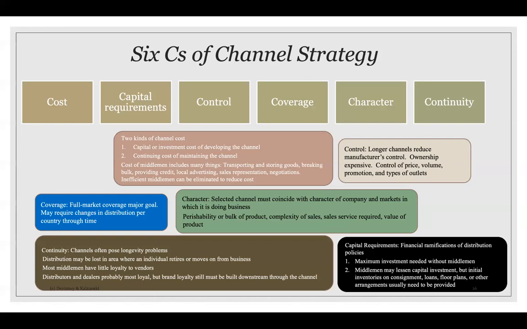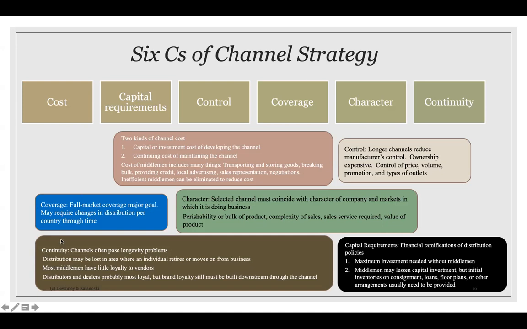From the standpoint of thinking about channel strategy, there's a whole host of different things which are important. We went through these, but basically, cost and capital requirements effectively drive an enormous amount. How much money does it actually cost? Control, which means how much control do I have over things like price, volume, promotion, types of outlets, interaction with customers. Character, which relates the underlying strategy of the product with the channel strategy, the strategy of the channel providers.